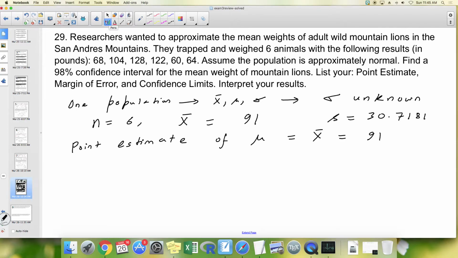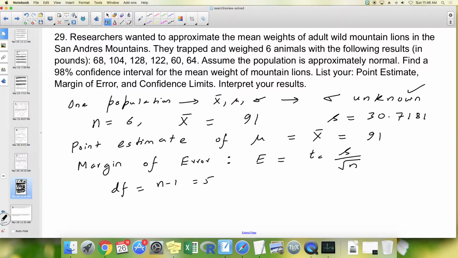Next, they want margin of error, which is E. And for that we have the formula Tc times s by square root of n. See, the formula has changed because sigma is unknown. So now, to find Tc, we have to find degrees of freedom, which is n minus 1, which is 5. And we have to see what's the C here. C is 98%, that's 0.98.